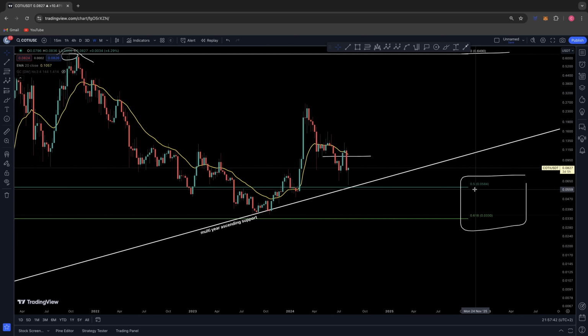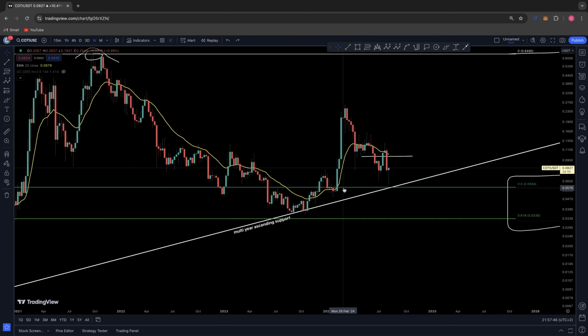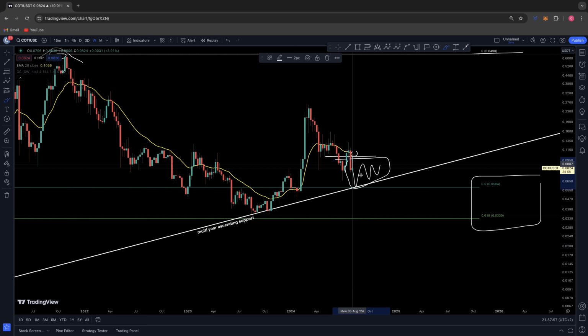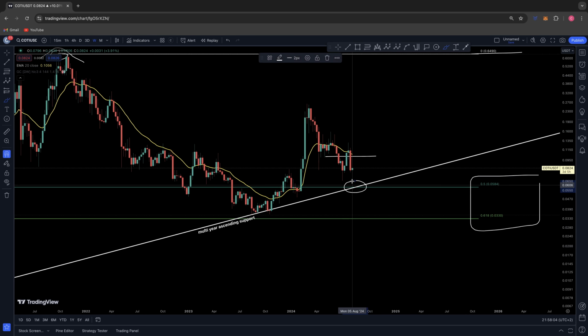0.0584 is a key level of support that COTI needs to hold to validate over the next coming weeks. If we can start holding this low and building up under this EMA here, this weekly 20, if we can start building some sort of base along ascending support and then look for the breakout again, I think it's go time, and potentially these lows for COTI have been put in.